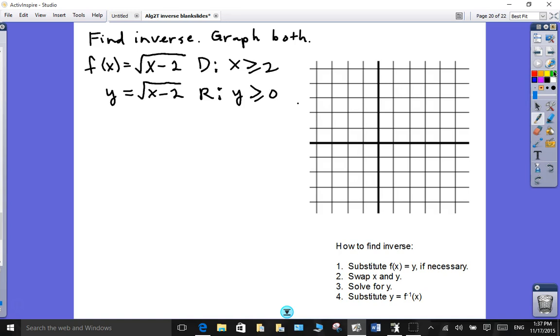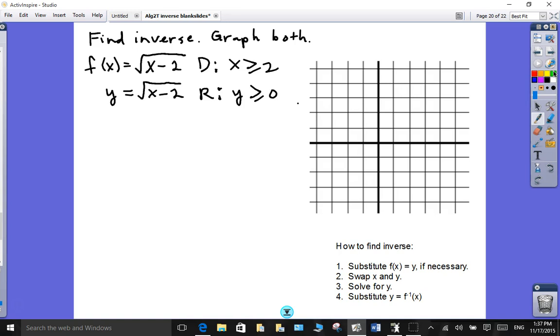Now, the domain of this is x greater than or equal to 2, right? How do you know that the domain is x greater than or equal to 2? We've got to make sure we don't take the square root of a negative number. So you say x minus 2 is greater than or equal to 0, and you solve, and you get x greater than or equal to 2. The range, right? We know that a square root is positive.